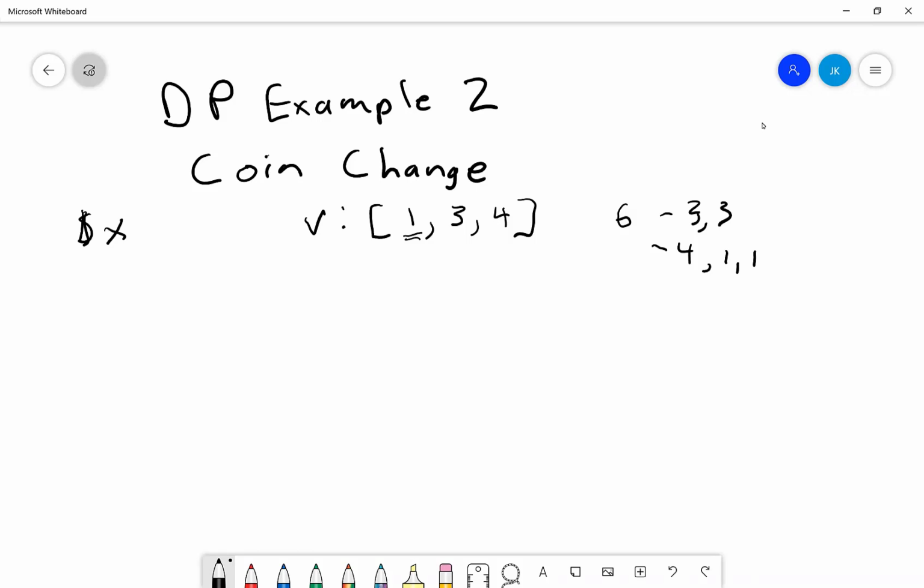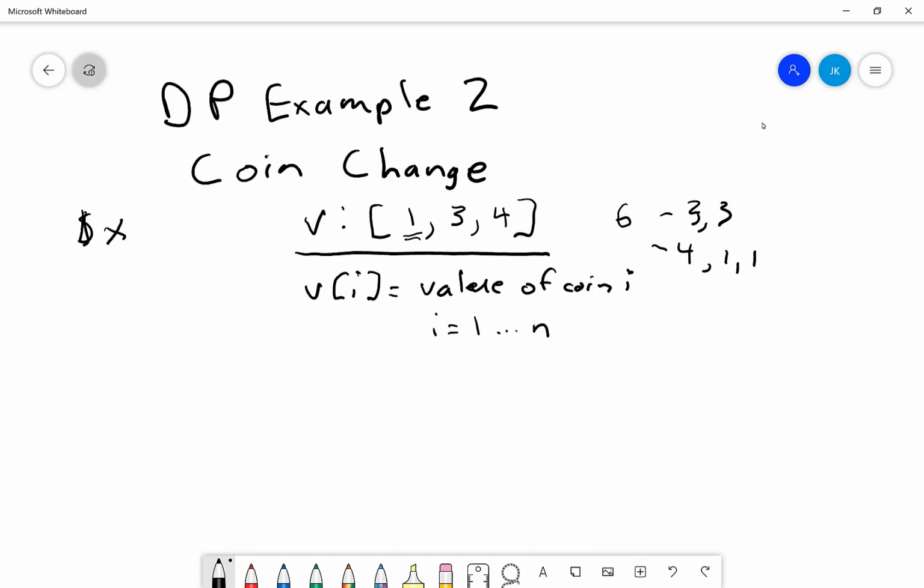But let's assume that we've got some array here, V, so that basically V sub i is the value of coin i, and we assume that we have an infinite number of each coin available to us. So this is the denomination of the coin, is the way to think of it. And we can say that i is going to go from 1 to n. So there's going to be n different values of coins. So in the example of 1, 3, and 4, n is 3. Okay, and X is going to be the amount that we have.